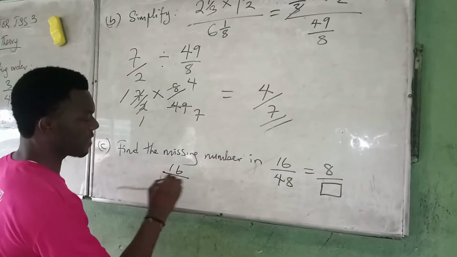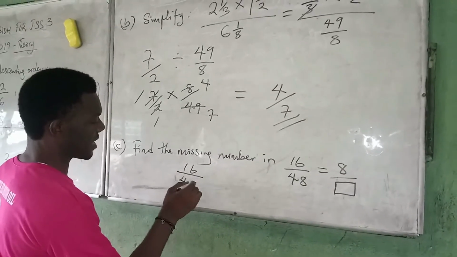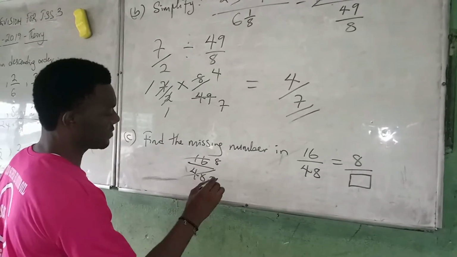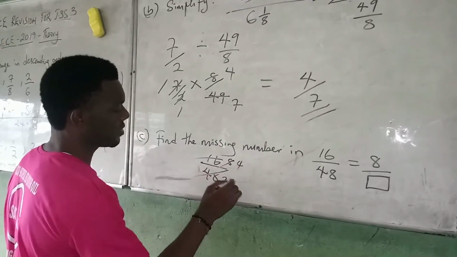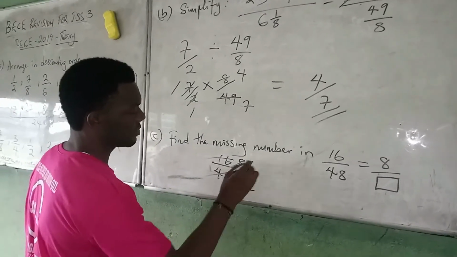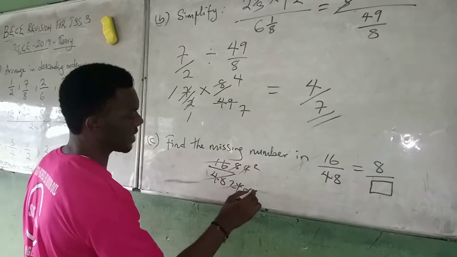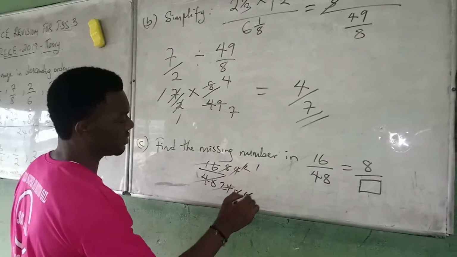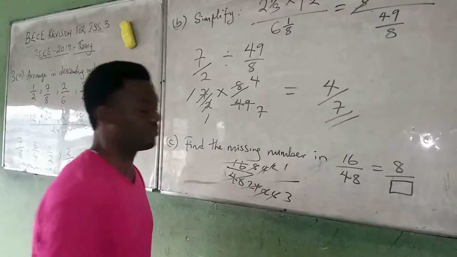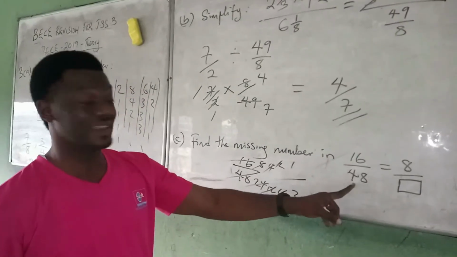So 16 over 48, the lowest term: 2 divides this, 8; 2 divides this, 24; 2 divides this, 4; 2 divides this, we have 12; 2 divides this, 2; 2 divides this, 6; 2 divides this, 1; 2 divides this, 3. So we have 1 over 3. 1 over 3 is the lowest term.